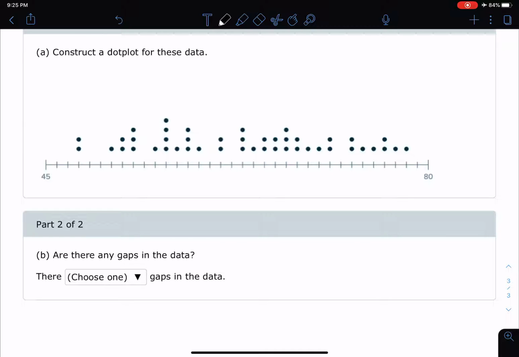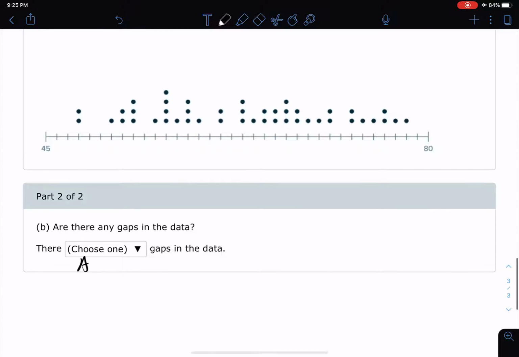And the last question here says, are there any gaps in the data? There are gaps in the data. You can see them in here, right? There's some gaps. There's some gaps for sure in the data.